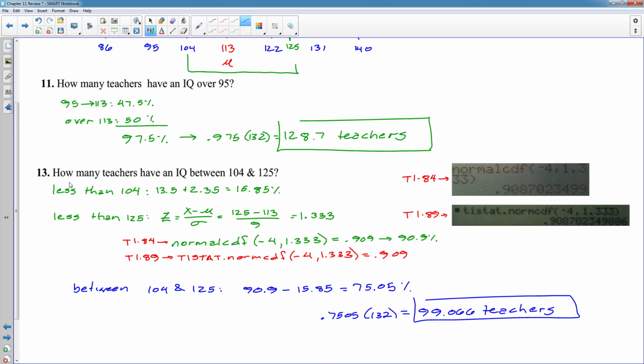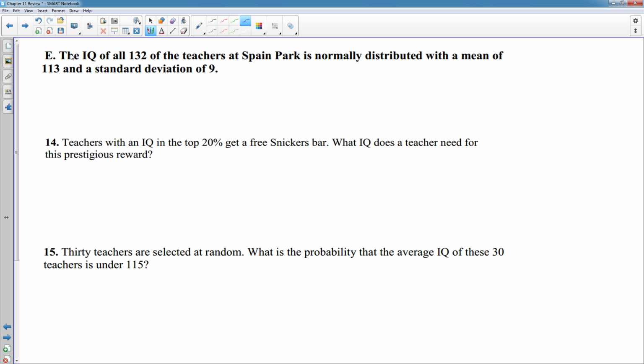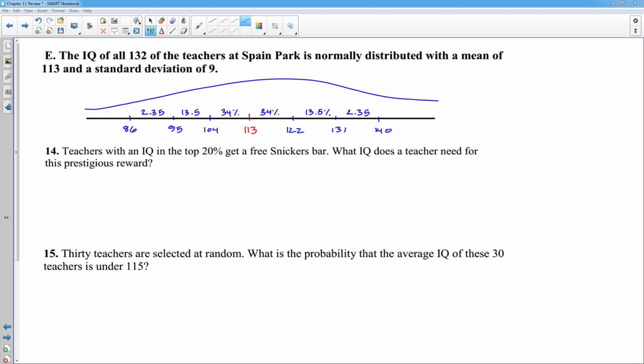All right, same situation. A couple of other questions. Teachers who are in the top 20% get a free Snickers bar. What IQ does a teacher need for this prestigious award? Now this one is a little bit different because I'm giving you the percentage and you need to come back and find the IQ associated with that percentage.